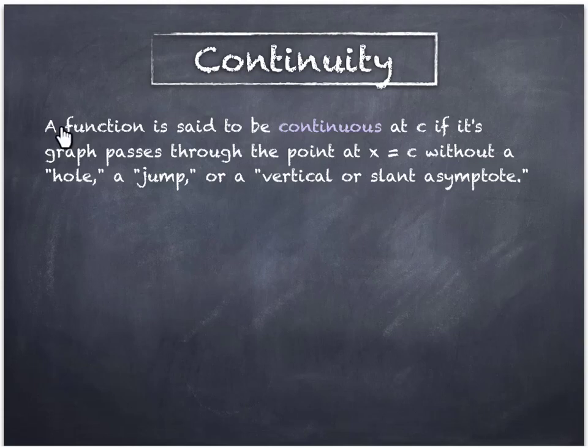Continuity. A function is said to be continuous at c if its graph passes through the point at x equals c without a hole, a jump, or a vertical or slant asymptote.